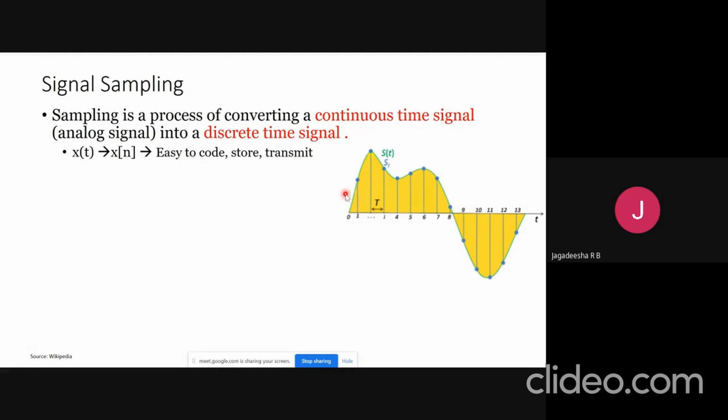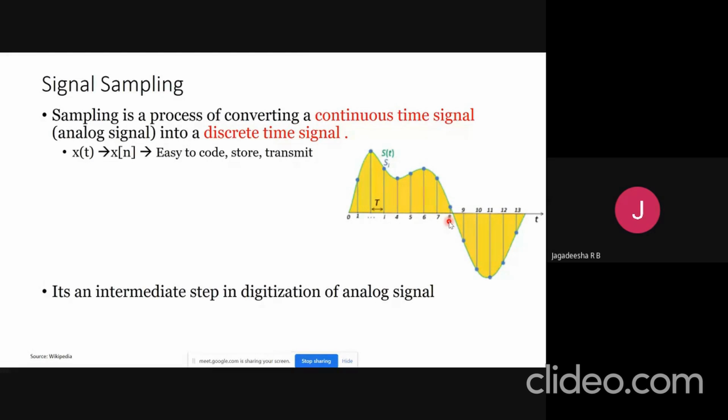So how do we do that? That is sampling. It is an intermediate step in the digitization of the analog signal. If we want to convert analog into digital, that is, a continuously time-varying signal into digital in the form of bits 0, 1, 0, 0, 1, 0, 0, 1, 0, and so on.